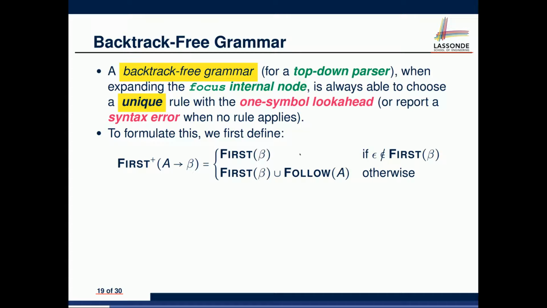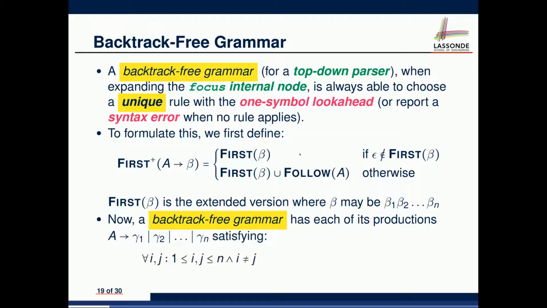So you should really know about how to calculate the first plus set. Again, that's a definition. I'm going to assume you actually know about it. And then you should also know very well what it really means for a grammar to be backtrack free. That means every pair of the right-hand side alternatives for a non-terminal should have first plus sets that are mutually disjoint, basically.